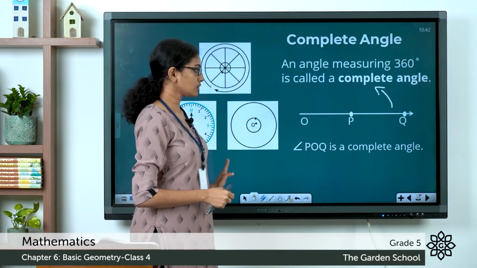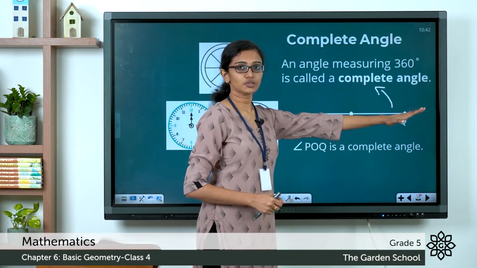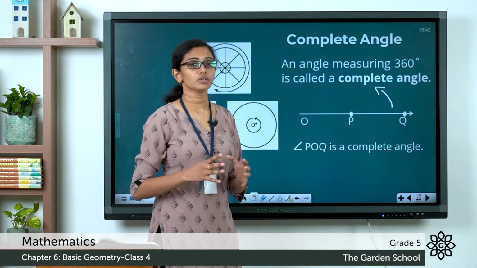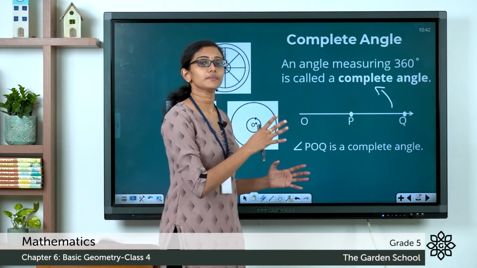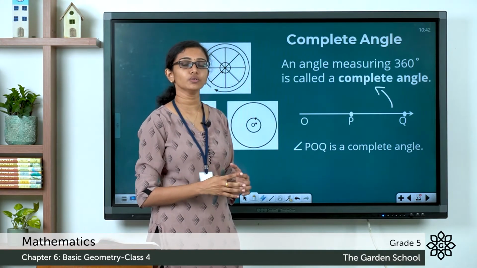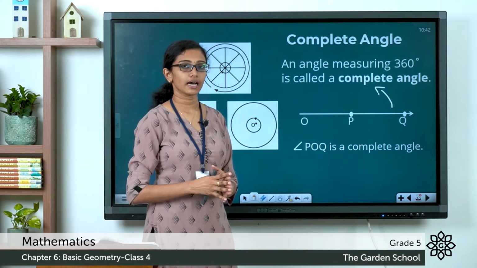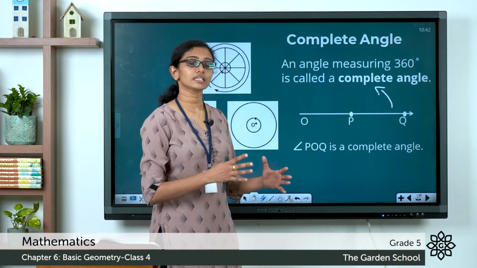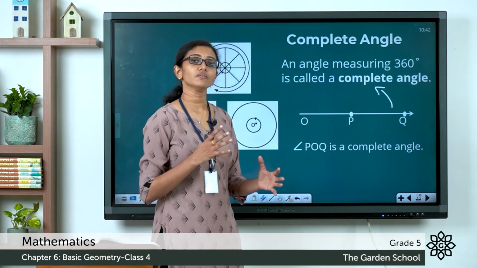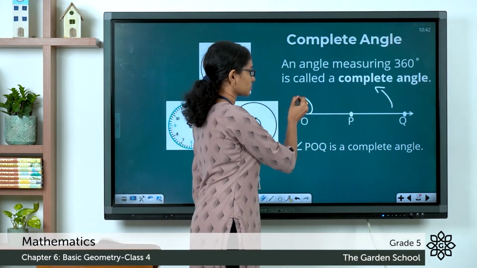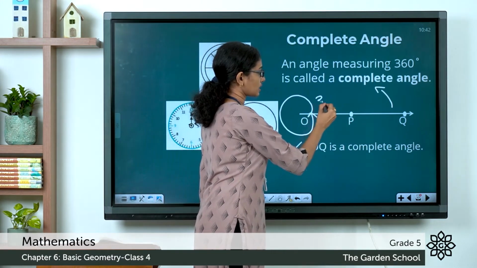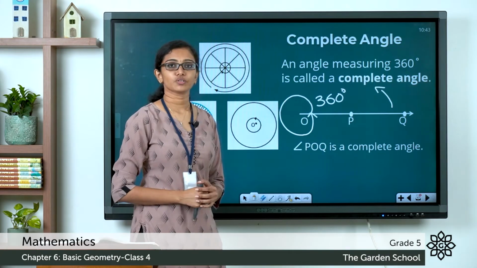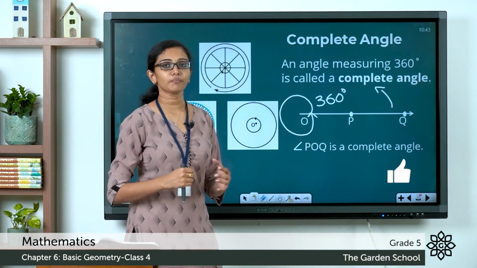Right? And if it keeps on turning and when it comes back to the initial position, it would have gone through another 180 degree. So it would have gone through a total of 180 plus 180 degree, which is equal to 360 degree. So it means that when a ray or line turns around a complete rotation so that it comes back to its original position, it would have turned to an angle of 360 degree. So the total angle would be like this and it would be 360 degree. So an angle measuring 360 degree is called a complete angle.